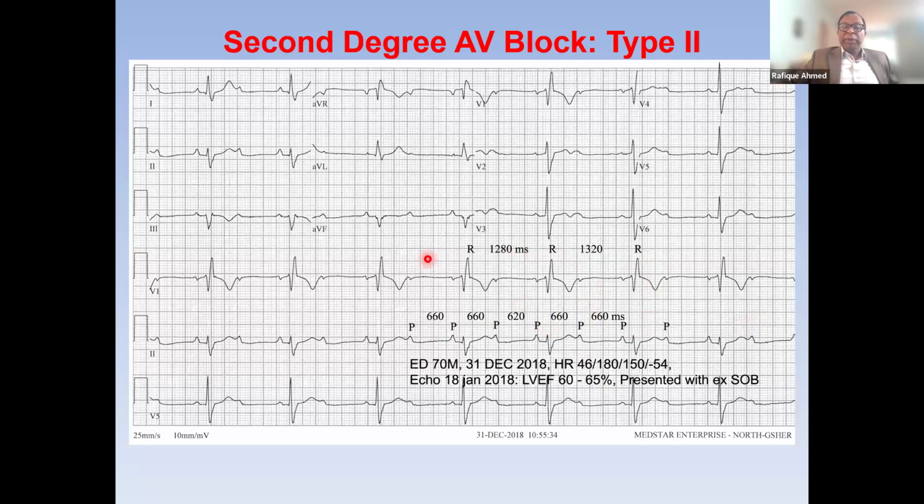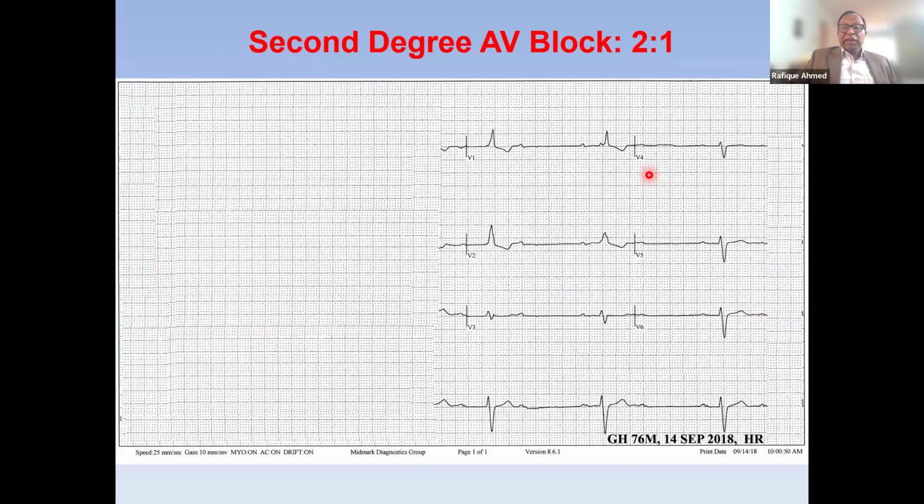And there is some variation because you need to understand that the P to P interval is not always constant. So here there is a little difference: 660, 660, 620, 660, 660. So there is a variation in the P. So this is clearly 2 to 1 and most likely Mobitz type 2 second-degree AV block. And why I'm saying that: number one, this patient has 2 to 1 block. Second, there is right bundle branch block with left anterior fascicular block. Most of these patients are prone to Mobitz type 2. Now, this is a case where I have 2 to 1 AV block.